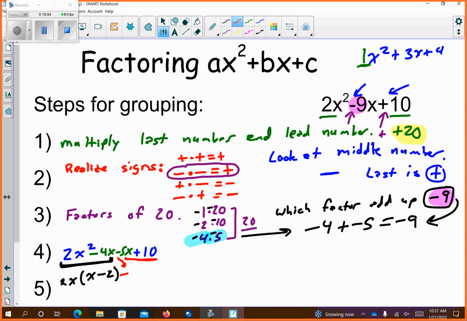So what can I factor out of 5x and 10? What number goes into 5 and 10? 5. Okay, realize I'm factoring out a negative 5. If I factor negative 5 out of negative 5x, it leaves me a positive x, because negative 5 times x is negative 5x. If I factor a negative 5 out of positive 10, it has to be a negative 2. Isn't that what we did last night as far as homework? 4 terms.